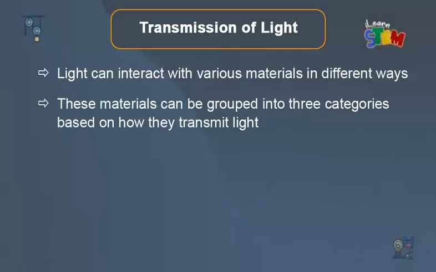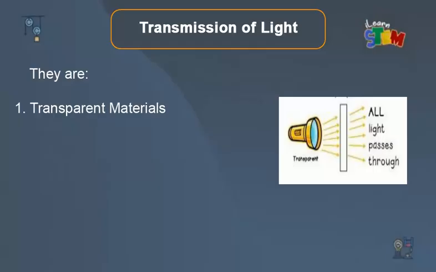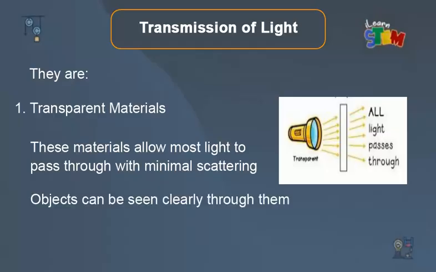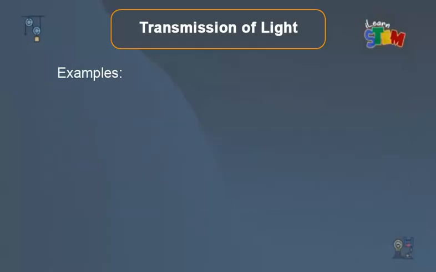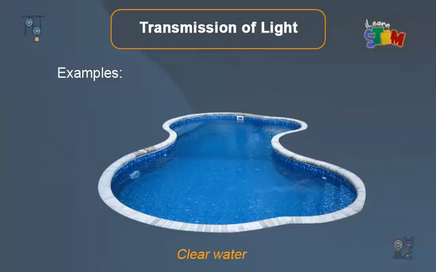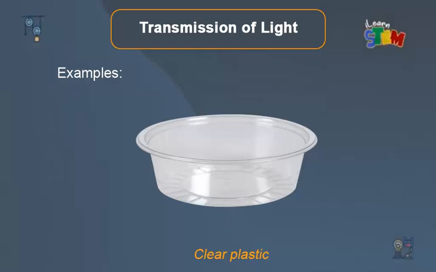These materials can be grouped into three categories, based on how they transmit light. And they are: 1. Transparent materials. These materials allow most light to pass through, with minimal scattering. Objects can be seen clearly through them. Examples: glass, clear water, and clear plastic.